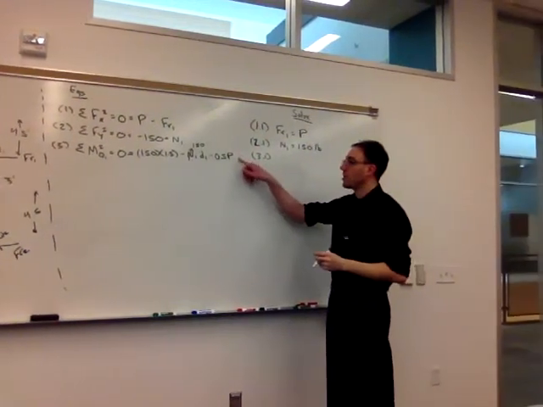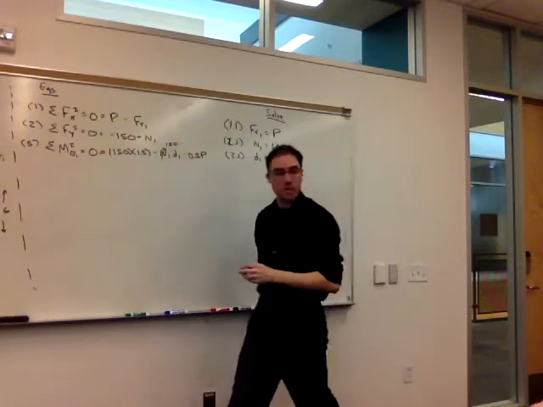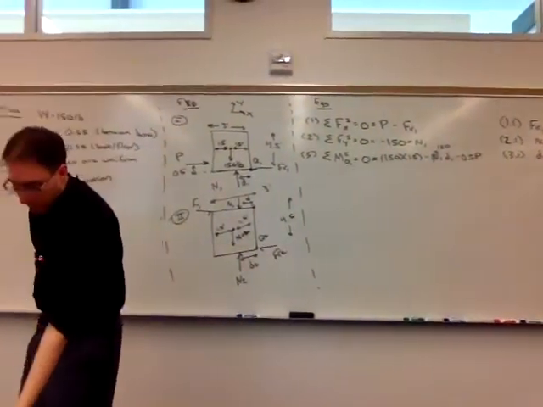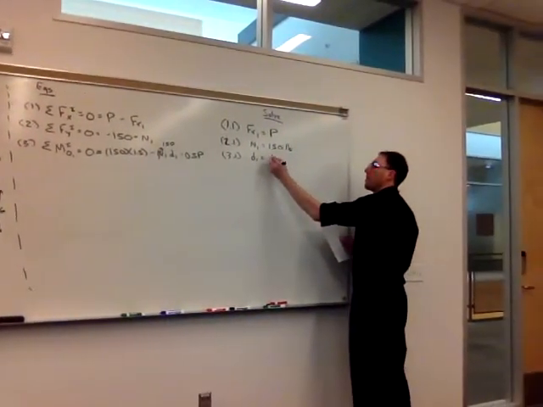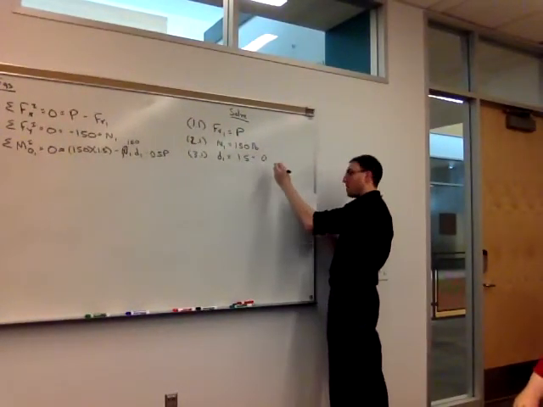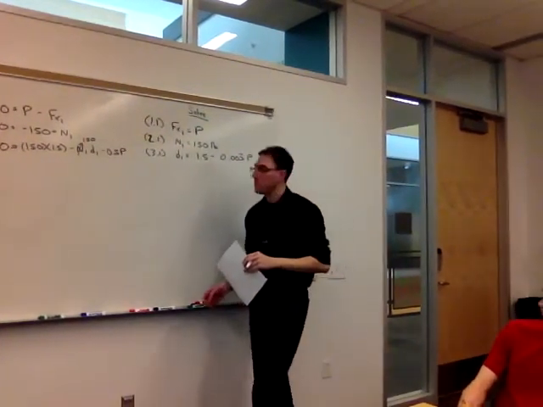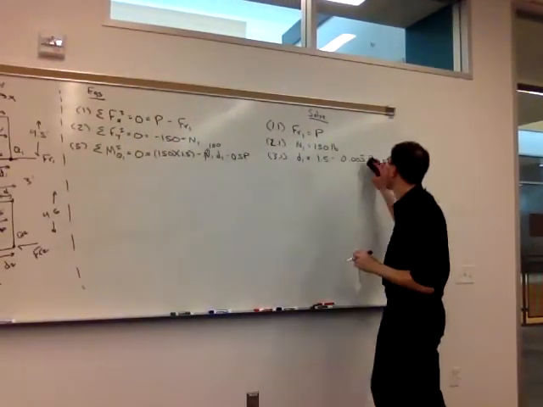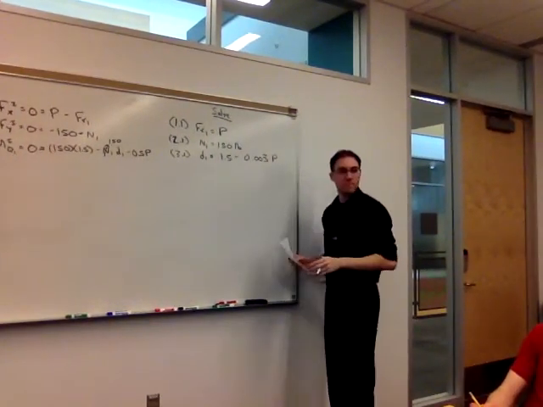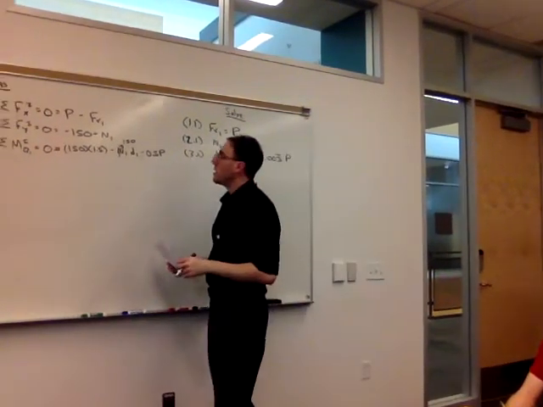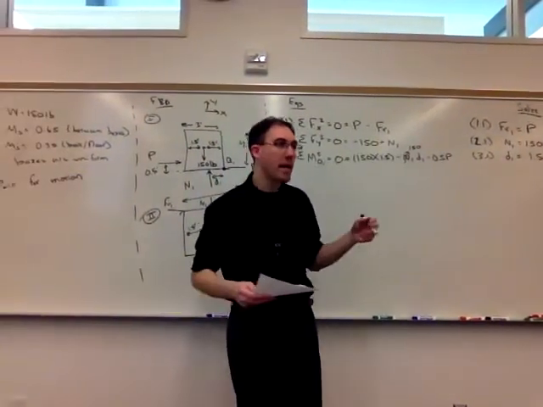I can rearrange equation 3 to get D1 in terms of P. Rearranging this, I get 1.5 minus 0.003 P is equal to D1. I have 4 unknowns still and only 3 equations, so I can go to my second picture and write its equilibrium equations.